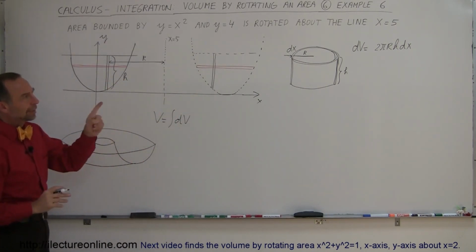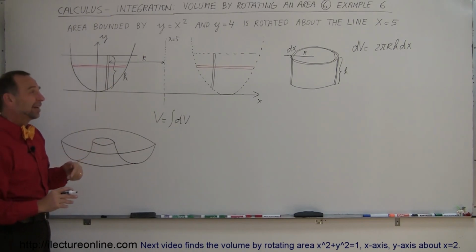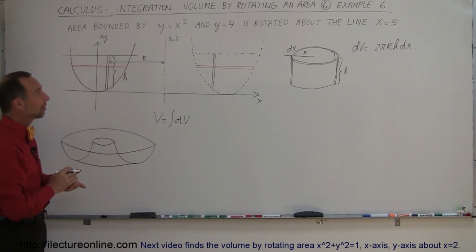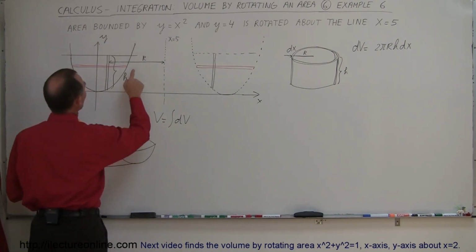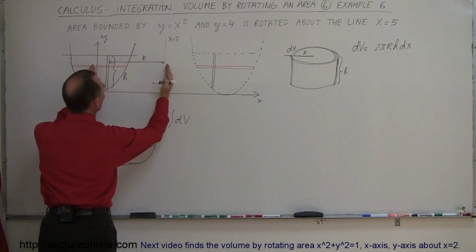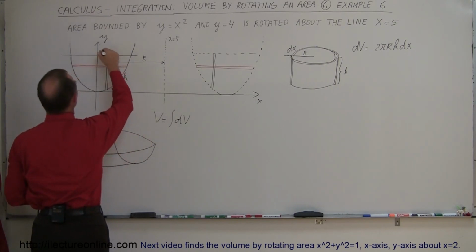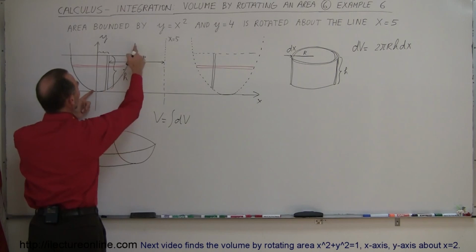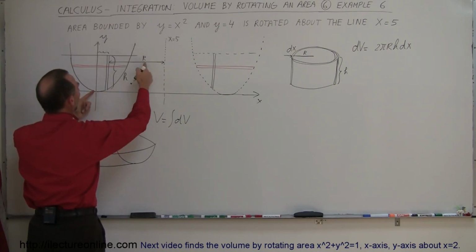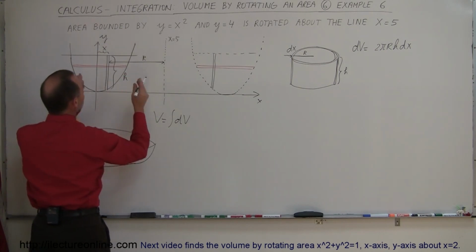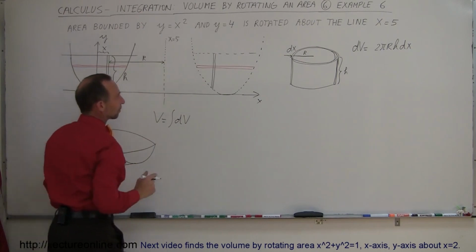Okay, now we have our dV in terms of r and h, and the differential is dx, so we have to somehow convert our r to x and our h to x. So let's do it one step at a time. First of all, the radius r would be the distance from the y-axis to this line right here, which is 5, minus this distance right here. This would be the x value from the y-axis to where this cylinder hits the parabola y equals x squared. So r can be converted to x: r is 5 minus x.